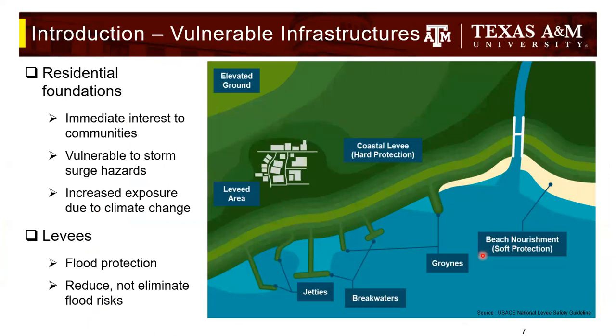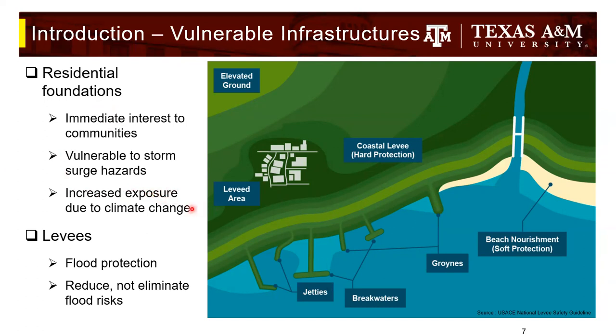Now, what are the typical vulnerable infrastructures that we want to focus on in this study? The first one is the residential foundation. The reason is that, like we said, more than 40% of the people are staying near the coastline, so that is definitely of interest for the communities. And like any other coastal infrastructure, these residential foundations are vulnerable to storm surges and changing climatic conditions.